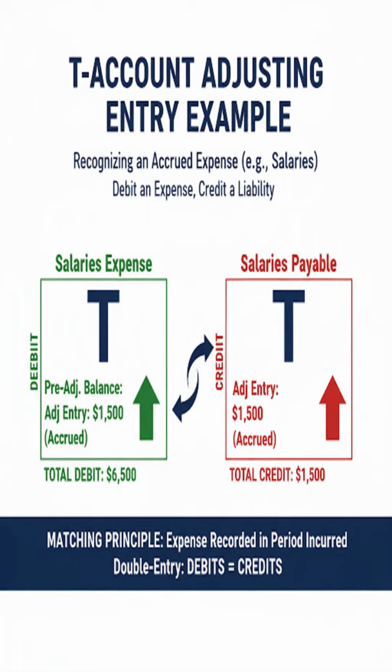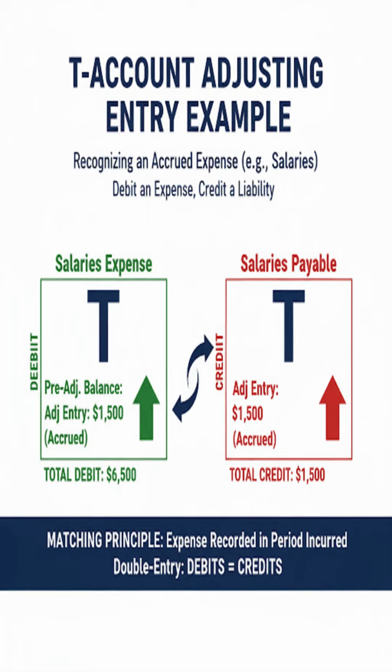B, matching principle. By using T accounts to make adjusting entries, accountants can ensure that expenses are recognized in the same period as the revenues they help generate. For instance, if you've used up a portion of prepaid rent, you can credit the prepaid rent asset account and debit the rent expense account to reflect the expense incurred during the period.